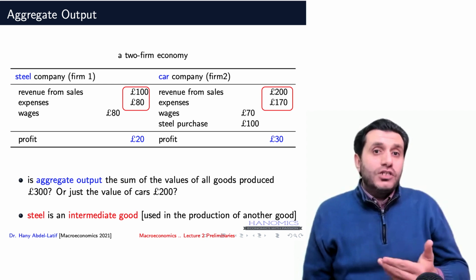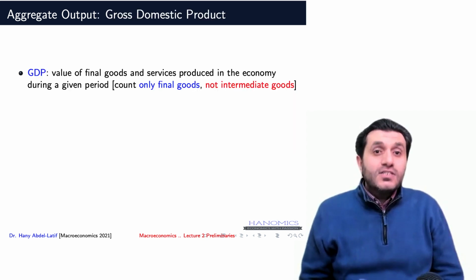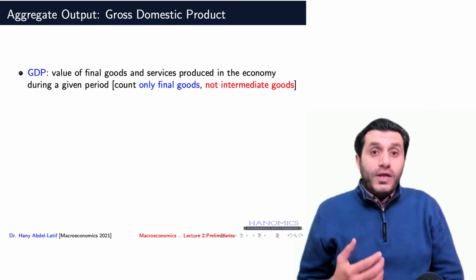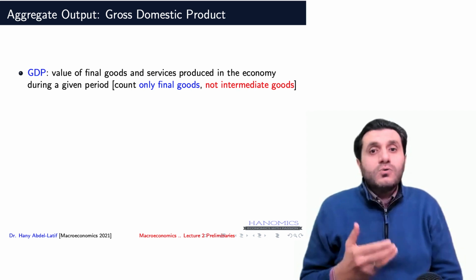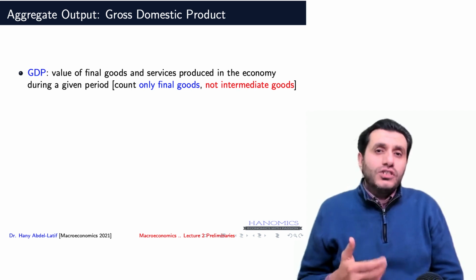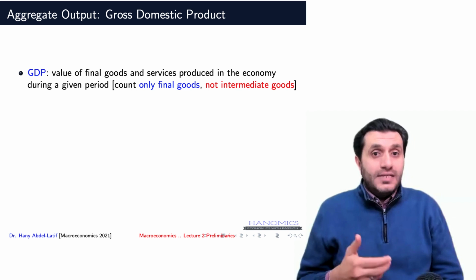Now let's define GDP. It is the value of final goods and services produced in an economy during a given period. We need to count final goods only, implying that you should exclude intermediate goods. Now that we have defined what GDP is, let's turn back to our example.